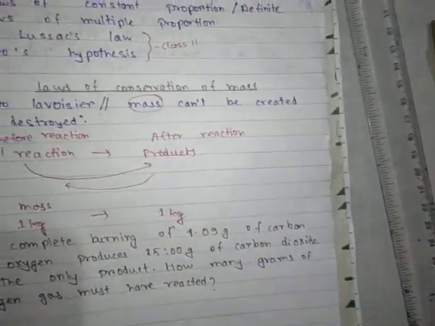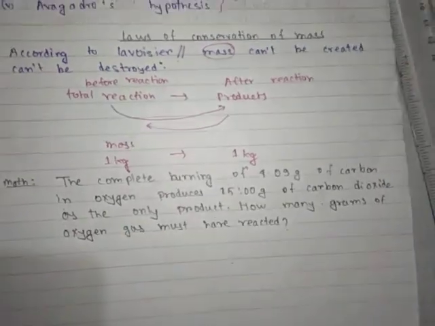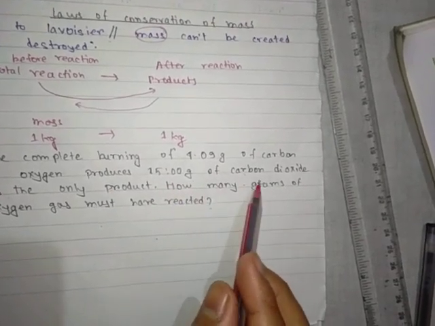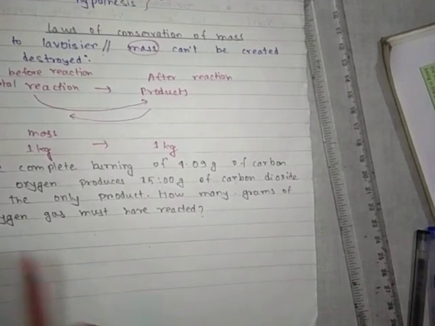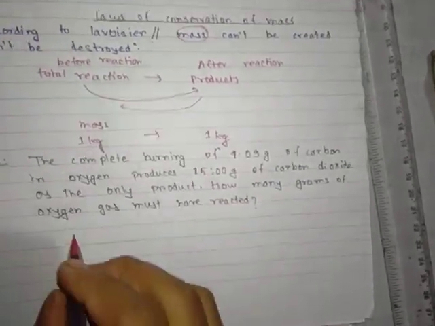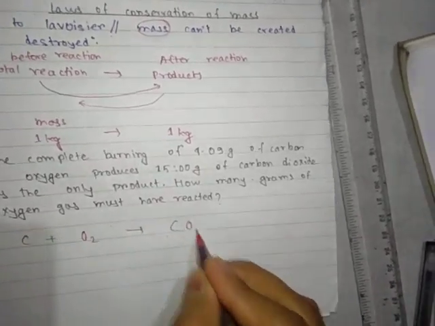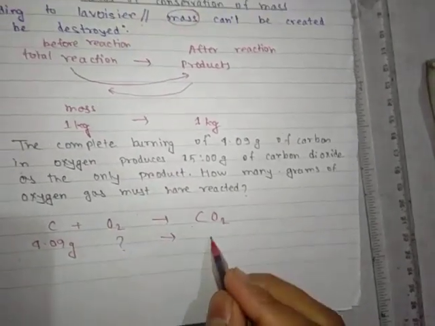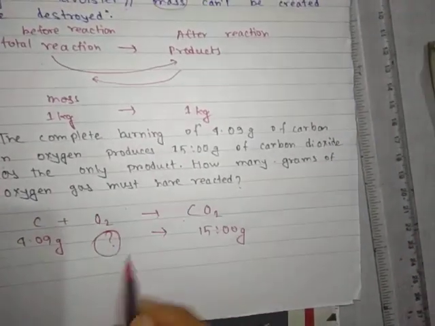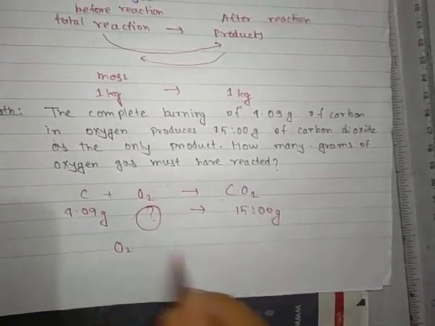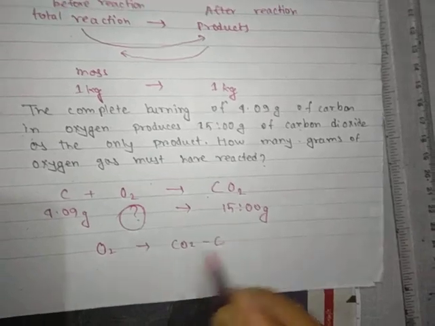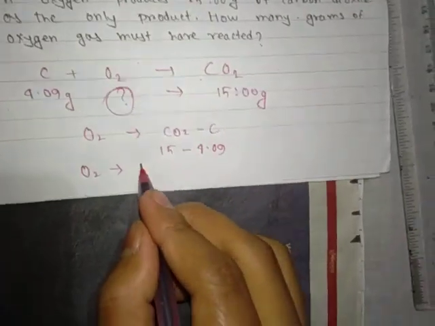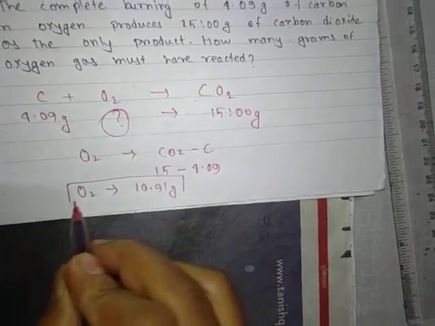Understood? I will give you a very easy example. The complete burning of 4.09 gram of carbon in oxygen produces 15.00 gram of carbon dioxide. How many grams of oxygen are used? It's very easy: C plus O2 converts into CO2. Carbon is 4.09 gram and CO2 is 15.00 gram. So O2 is CO2 minus C, that is 15 minus 4.09, and the answer will come 10.91 gram.